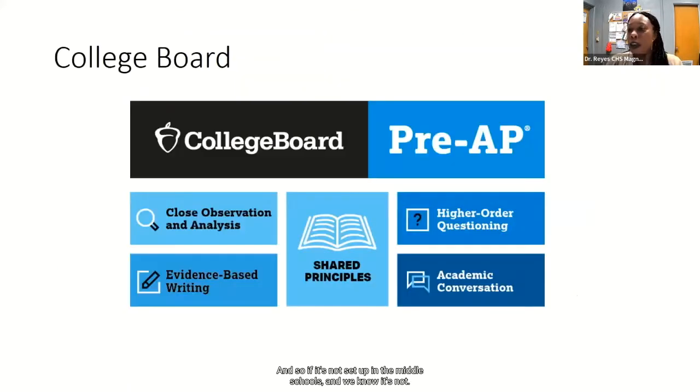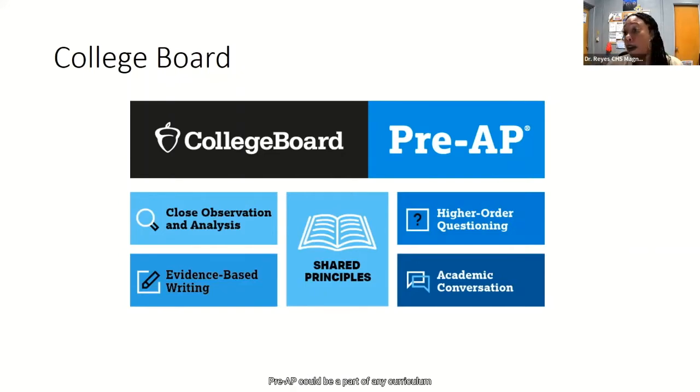And so if it's not set up in the middle schools, and we know it's not, I think the middle school that I worked with was the only one in the LA area. We had one middle school in Pasadena, and I know that the teacher from that area was retiring. So you're looking at not having this level of rigor, exposure, and engagement with our biotech in the earlier phases. If the middle school doesn't have it, we could also do it on a 9th grade level.